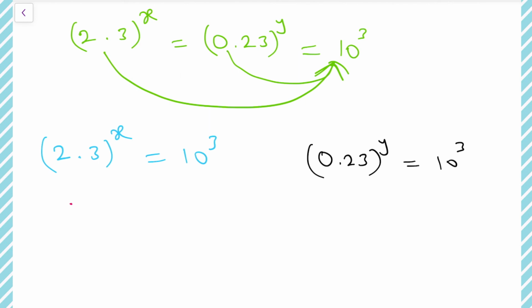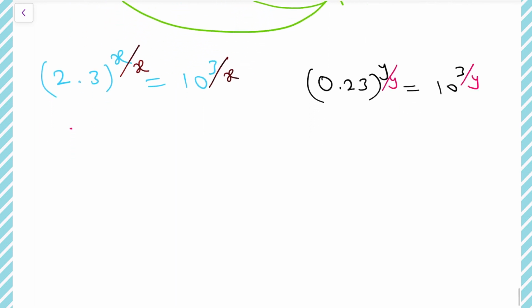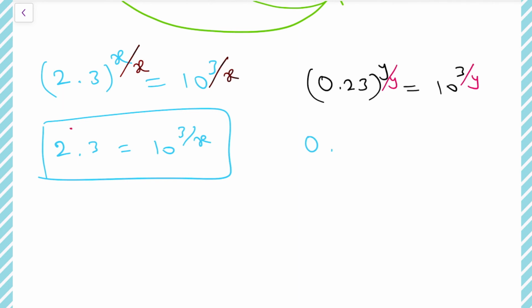Now here power x is there. So to remove that power x, on both sides I am dividing the powers by x. Whereas in this case, to remove the y, I am dividing both powers by y. So that here x cancels, and in this y cancels. So what do we remain with further then? 2.3 equals 10 power 3 by x. Next here 0.23 equals 10 power 3 by y.